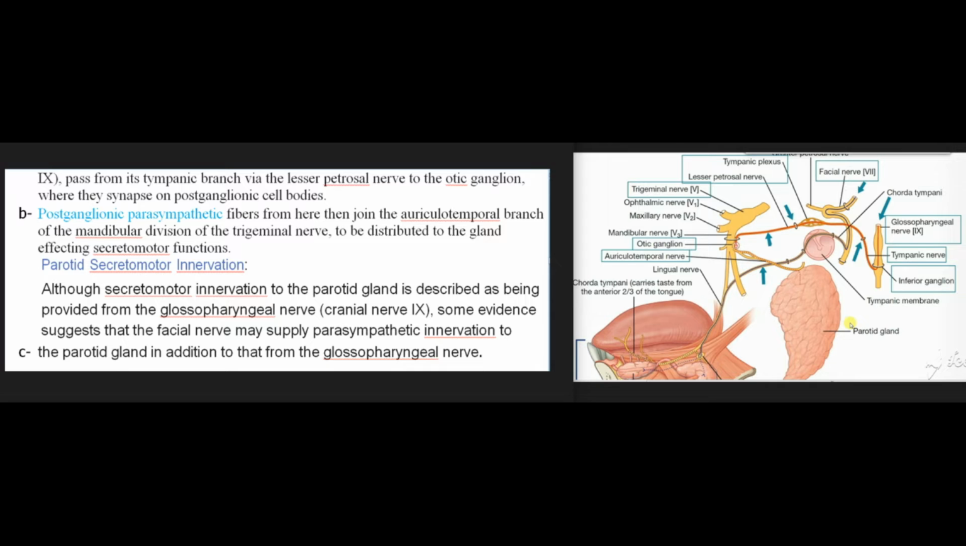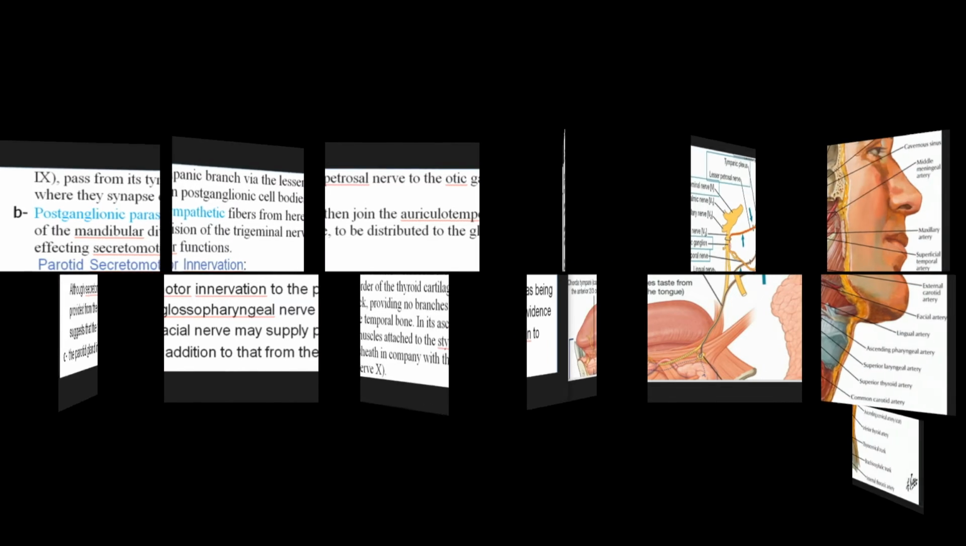Parotid secretomotor innervation. Although secretomotor innervation to the parotid gland is described as being provided from the glossopharyngeal nerve, cranial nerve 9, some evidence suggests that the facial nerve may supply parasympathetic innervation to the parotid gland in addition to that from the glossopharyngeal nerve.